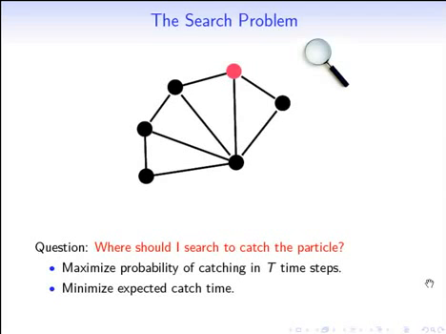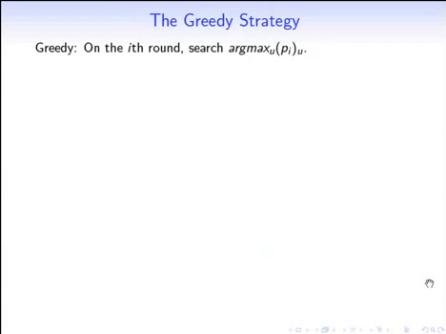There are at least two ways that you can formalize this. The first is to ask, how do we maximize the probability of catching the particle in t time steps? And the second is, how do we minimize the expected catch time for the particle? Let's just for a moment focus on the first objective, maximizing the probability of catching the particle in t time steps. If you were to think about this for about 15 minutes, you would soon come up with the following greedy strategy. In the greedy strategy, on the ith round, you just search the state that has the maximum number of expected particles in it. So you're just myopically choosing the best search point for that round.